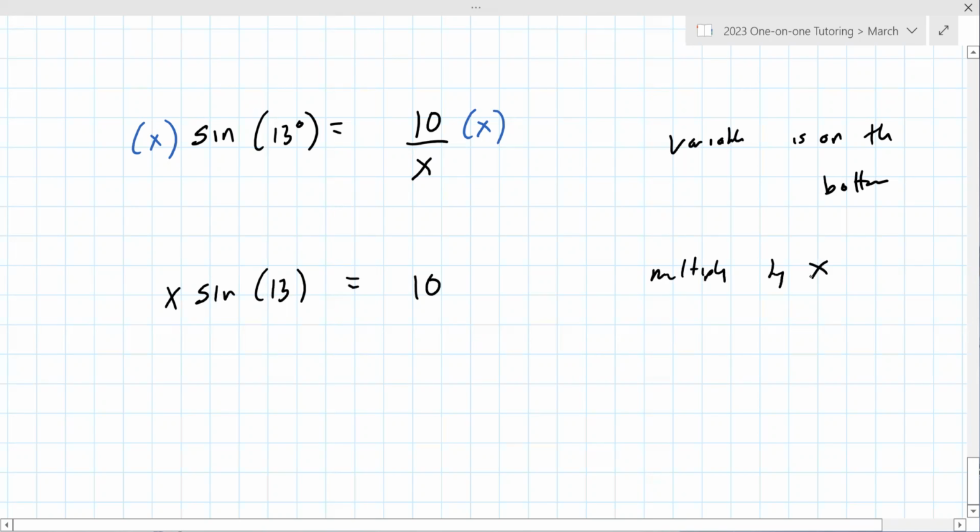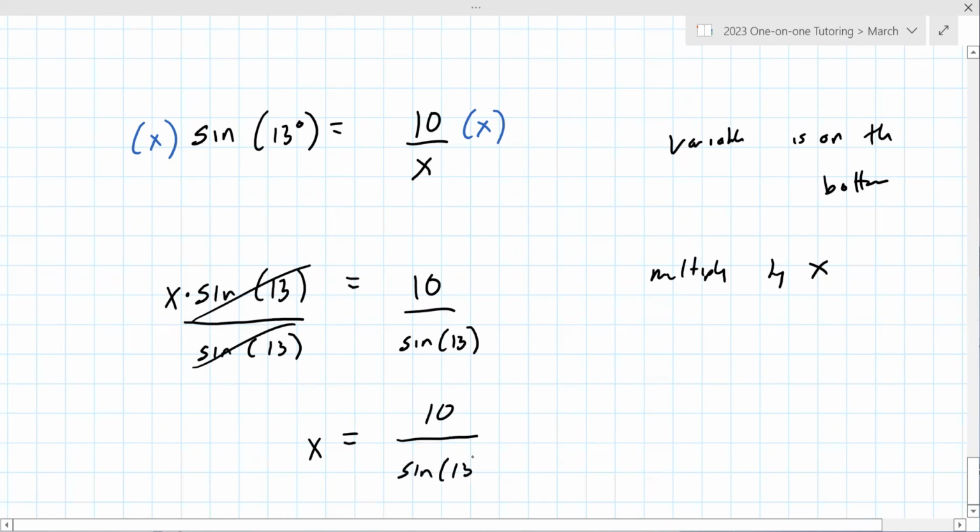Now you've done this a couple times. When you put sine 13 into your calculator, or sine of whatever, you get a number. Do you agree with that? Yes. So it's really a number here that's multiplying x. How do you undo multiplication? Divide. You divide both sides by the sine of 13. Notice that I'm not putting it into the calculator yet. If you want to get the number right away, you can just write it out to at least 4 decimal places. But your final answer here is 10 divided by the sine of 13.